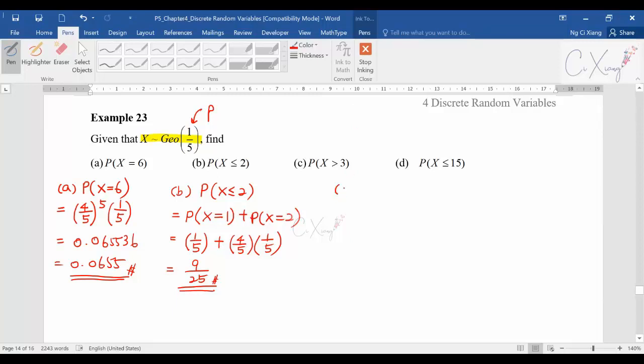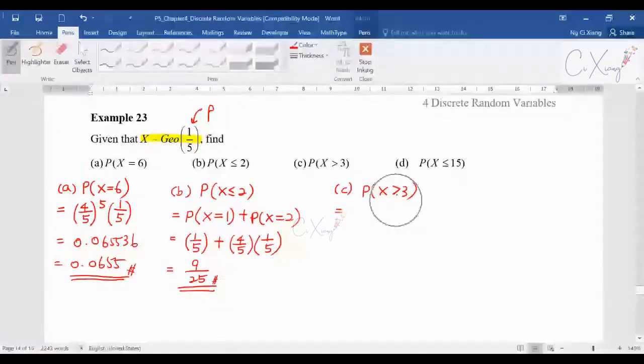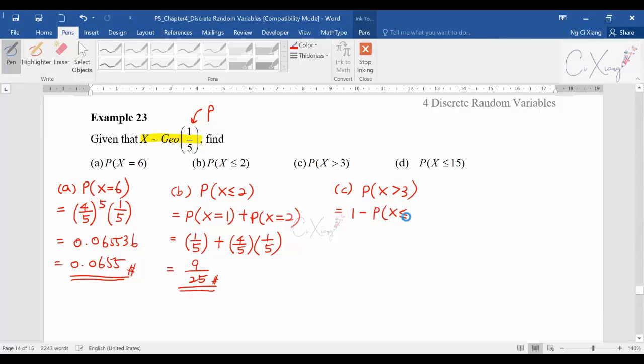Then how about the third part? For the third part, they want you to calculate x greater than 3. When we talk about x greater than 3, that means x equals 4, x equals 5, x equals 6, until infinity. There's no fixed number, so you don't know what infinity you should include. Therefore, when you have an x greater than something question for geometric distribution, usually you need to take 1 minus something. So 1 minus what? 1 minus x smaller than or equal to 3.